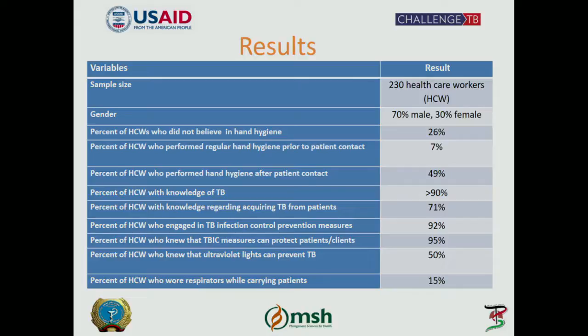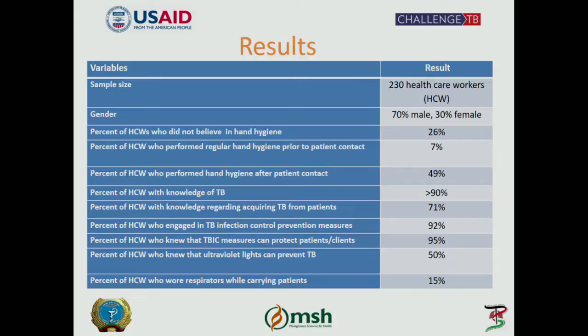And 49% of the health workers had knowledge of TB. Over 90% of the health workers had knowledge of TB. 71% of health workers have knowledge regarding acquiring TB from patients. 92% of the health workers are engaged in TB infection control prevention measures. 95% of the health workers know that TB infection control measures can protect patients and clients.